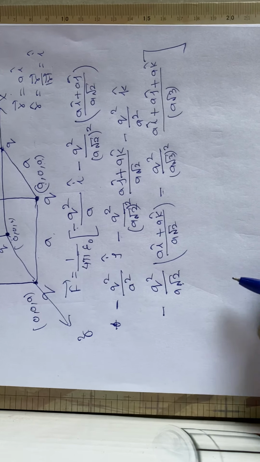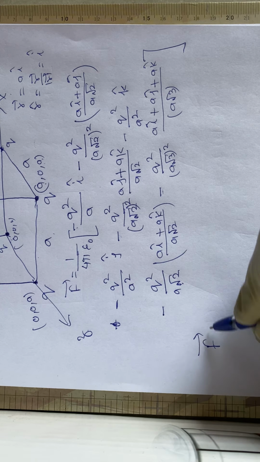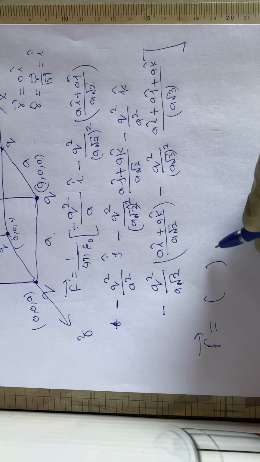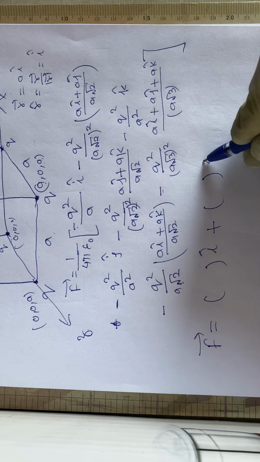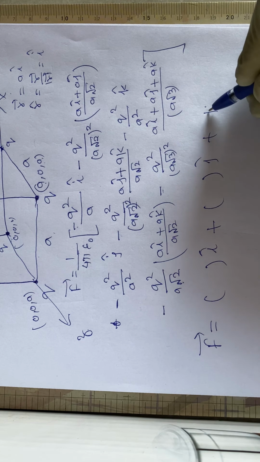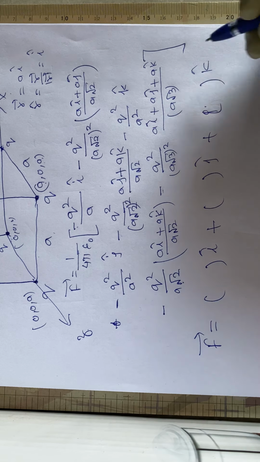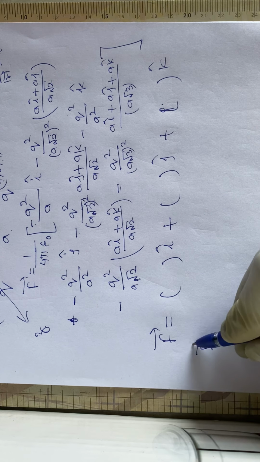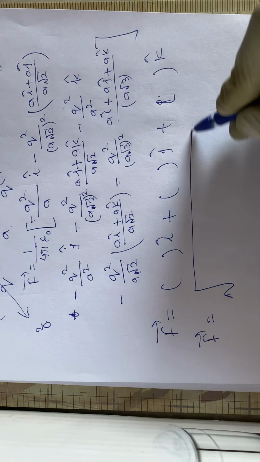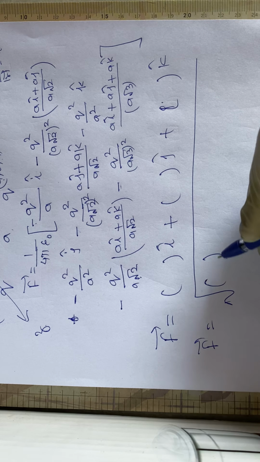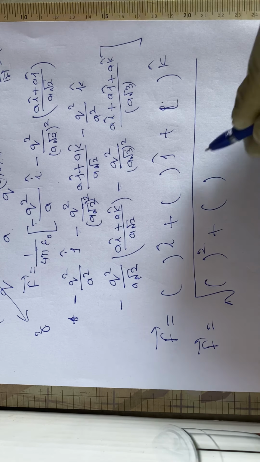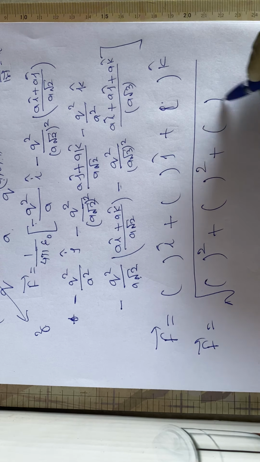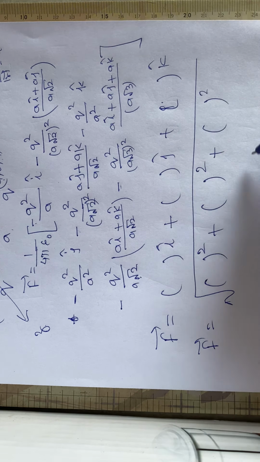Now the next thing, you can write the force in vector form. Collect the coefficient of i cap, j cap, and k cap. If you want to find the magnitude of this force, it will be the under root of the coefficient of i cap square, coefficient of j cap square, and coefficient of k cap square. That will be your answer.